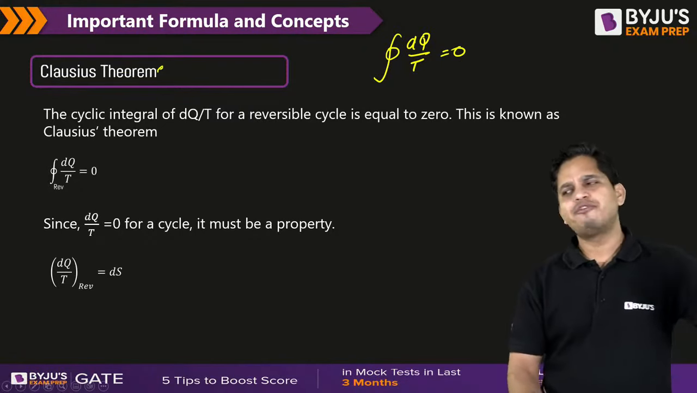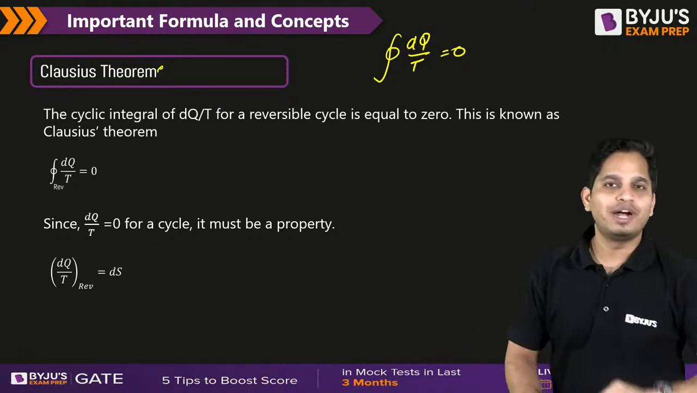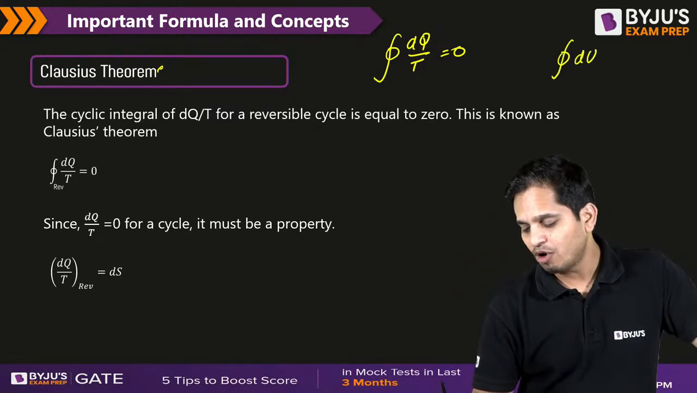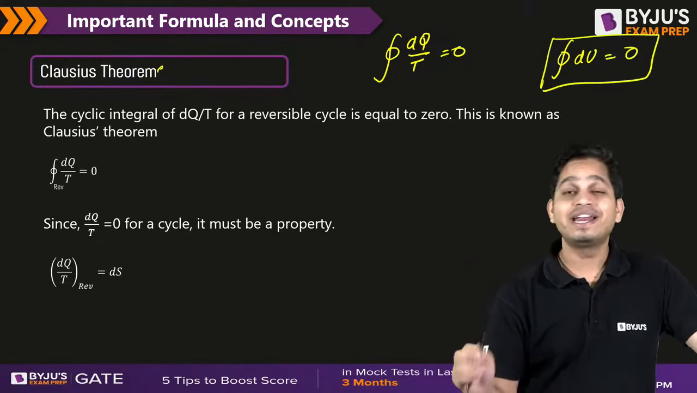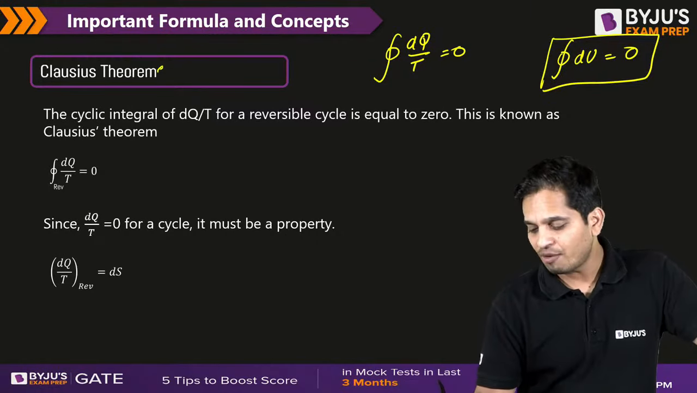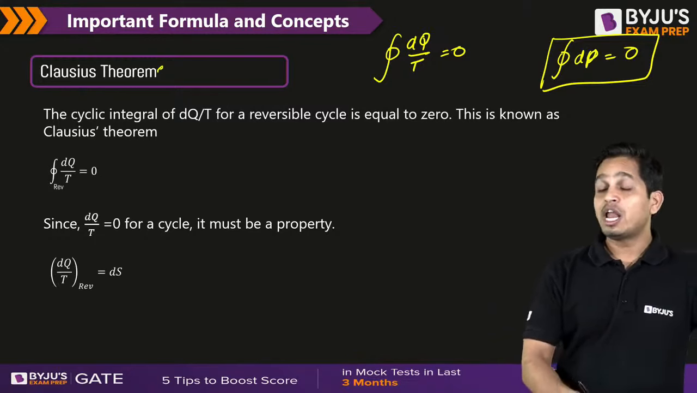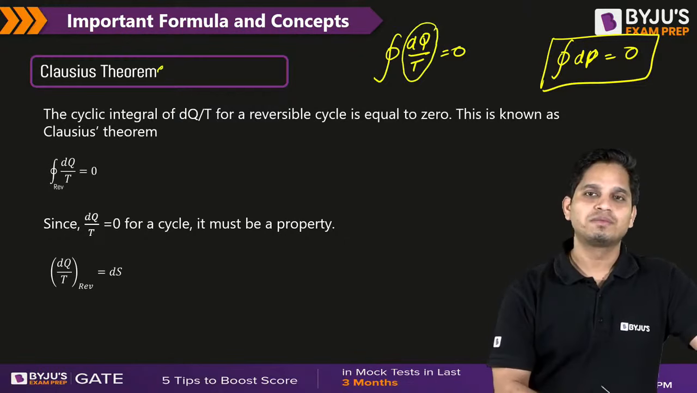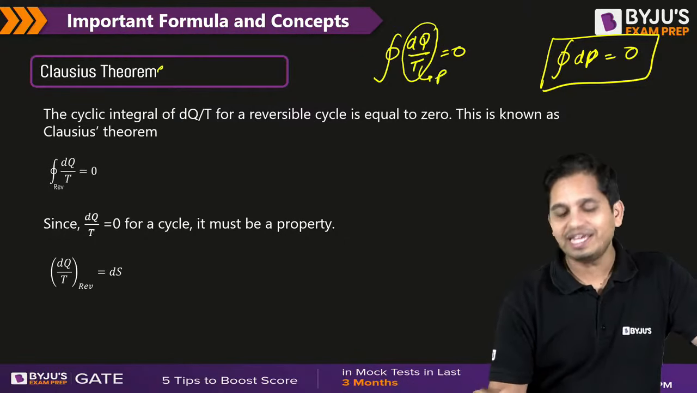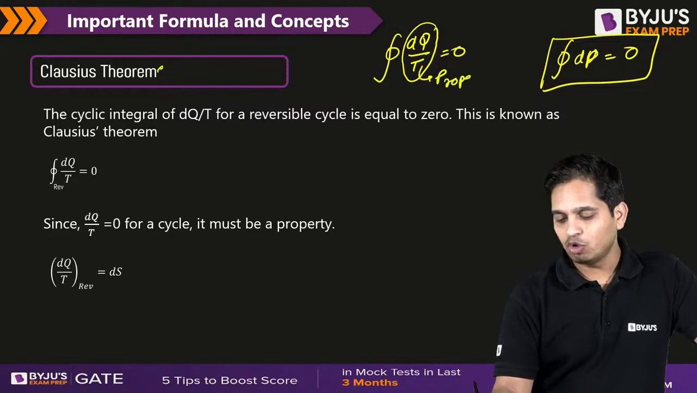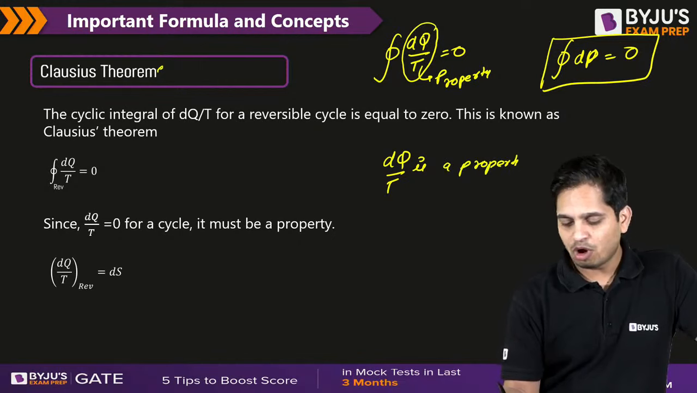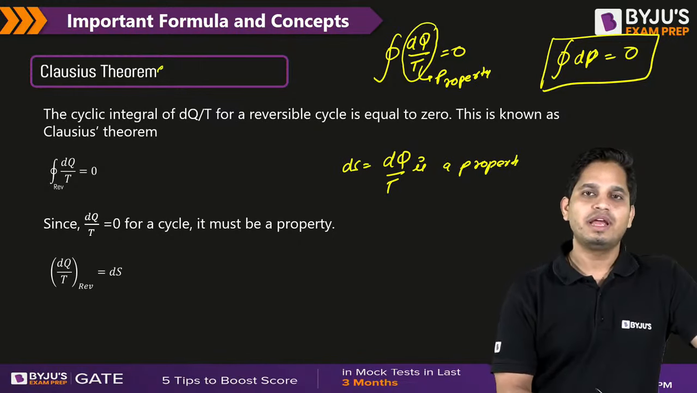And in the very beginning of thermodynamics, when we defined property, what did we say for a cycle? For a cycle, change in property is equal to 0. The cyclic integral of a property is 0. And now Clausius theorem is saying there is a quantity whose cyclic integral is equal to 0. So I can say that this quantity dq by t is a property, and I have named this property entropy.